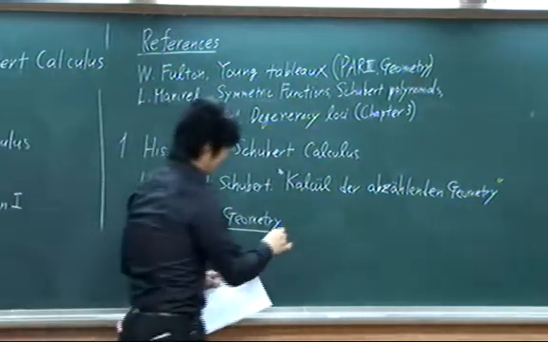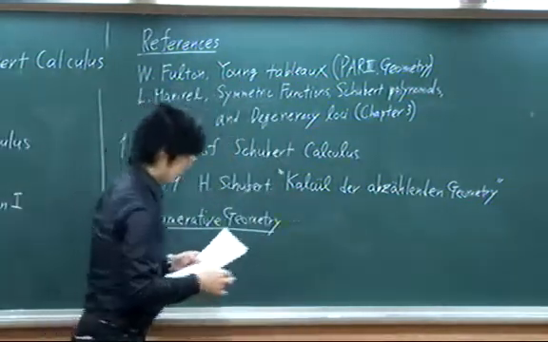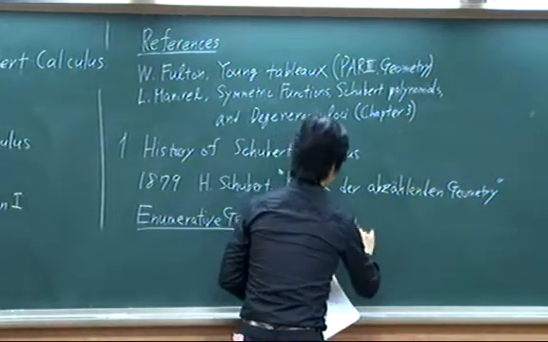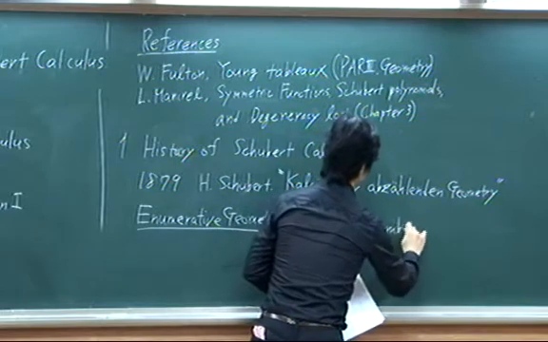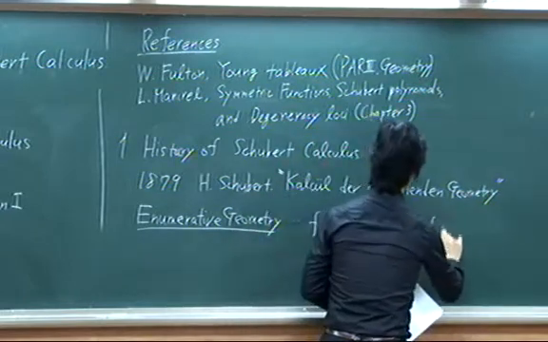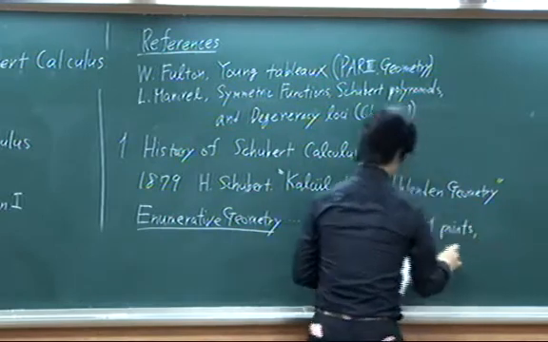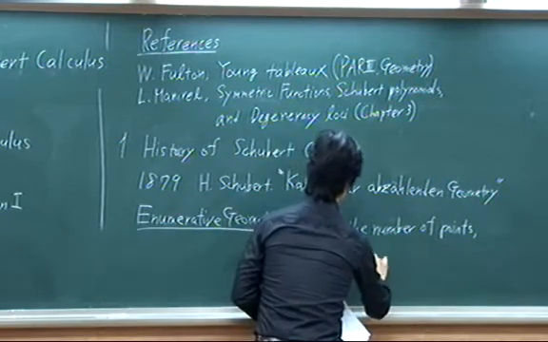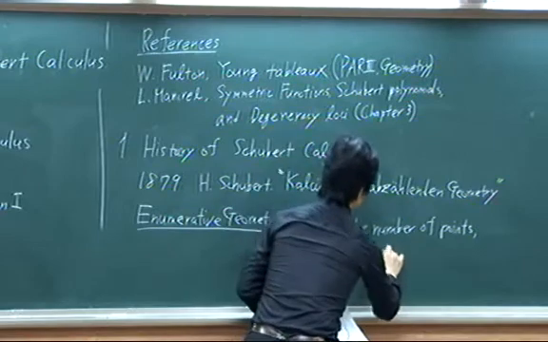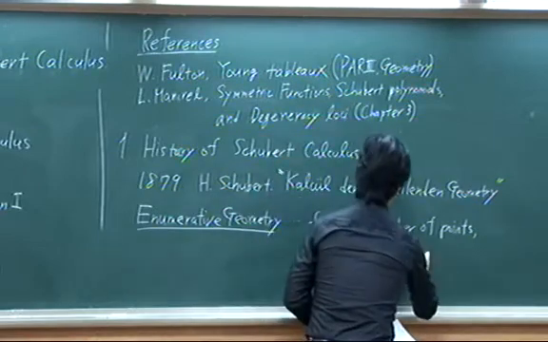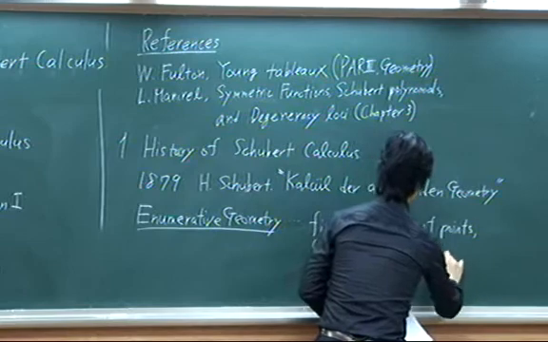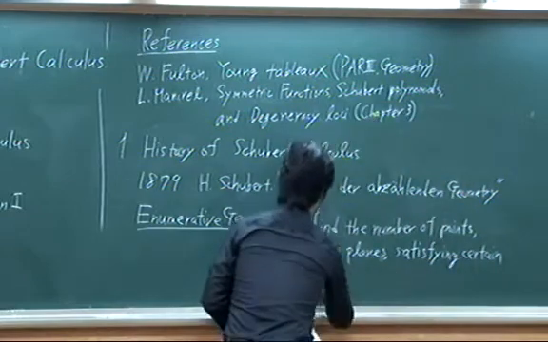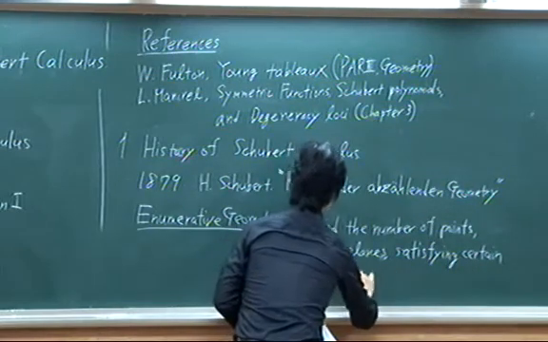Enumerative geometry deals with finding the numbers, finding the number of points, lines, planes, and so on, satisfying certain geometric conditions.